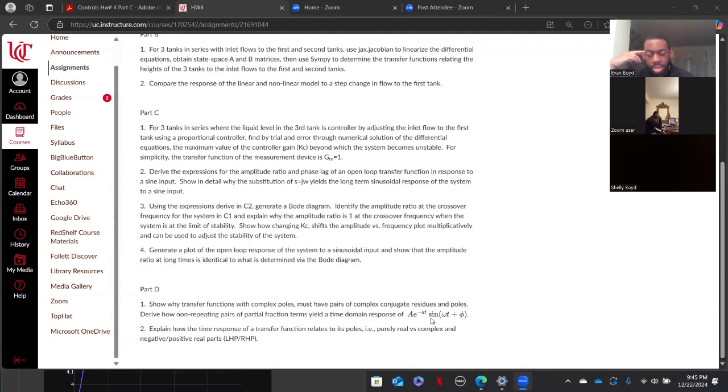This time today we will be deriving the expression for amplitude ratio and phase lag of an open loop transfer function. You remember we were dealing with a closed loop transfer function system, like for a series in a closed loop. But now we're dealing with an open loop transfer function and the response to a sine input. Show that the substitution of s equal to jω yields the long-term sinusoidal response for the system and the sine input.